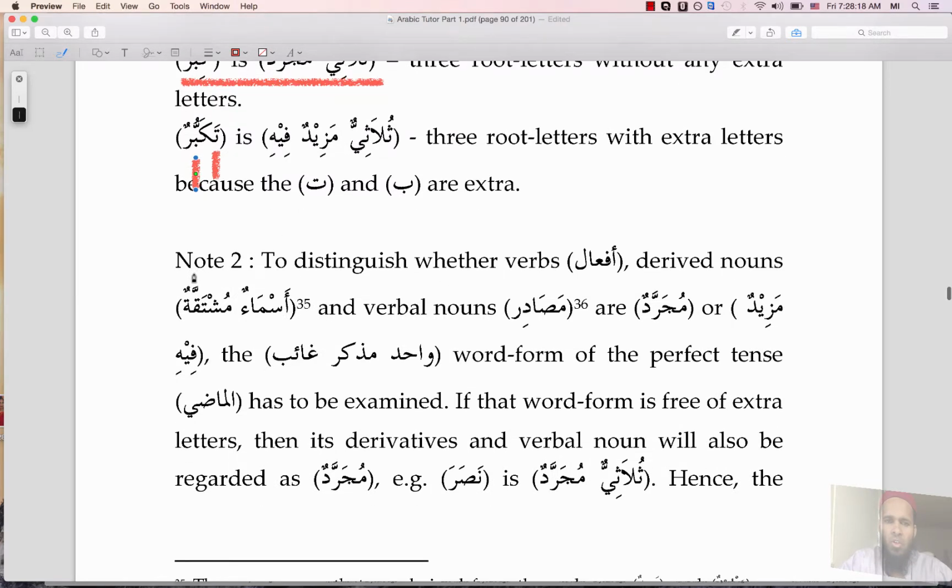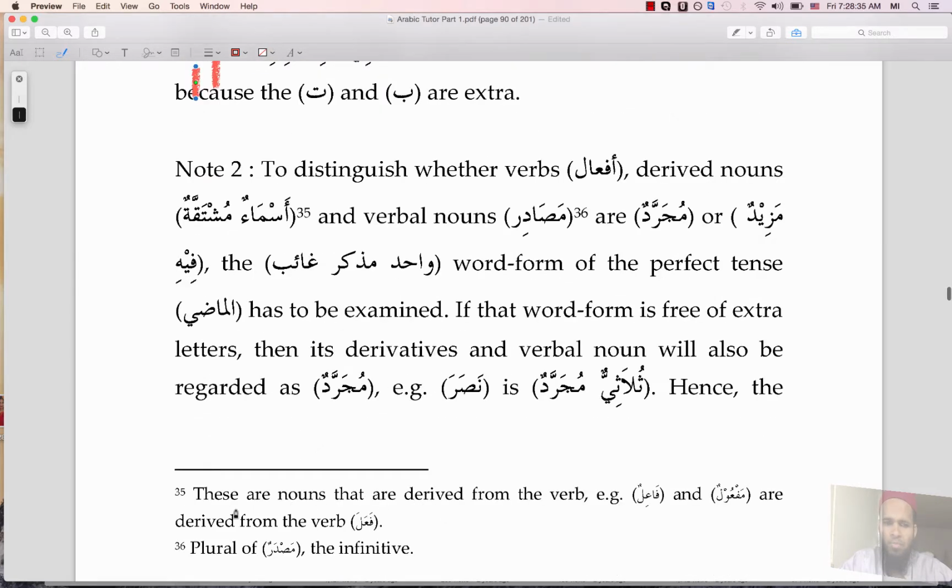Now, to distinguish whether verbs, af'al, derived nouns, asma' mushtaqqa, are mujarrad or mazid fihi. These are nouns that are derived from verbs. Example, fa'il and maf'ul are derived from the verb fa'ala.